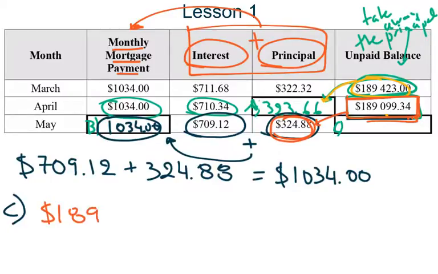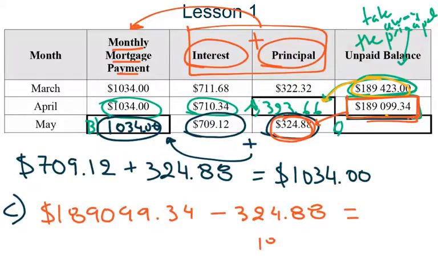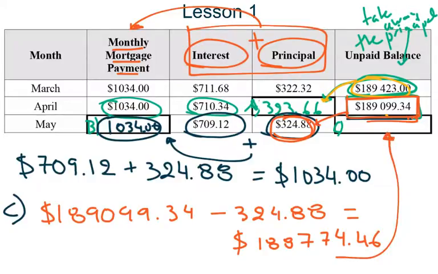So 189,099.34, take away 324.88. What I'm getting is 188,774.46. This value is what needs to go to complete C on the table there. All right, so this is how we read and how we can fill out an amortization table.